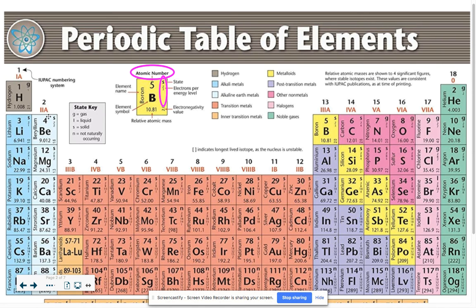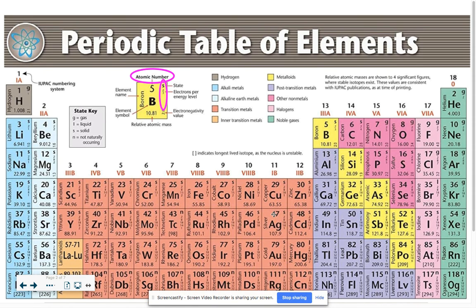which are denoted by the numbers here. 1 and 2 are super reactive, and so is number 17. This middle part right here, this kind of salmon peach color, is what we call the transition metals, and they're generally unreactive, and they don't really act too much. Over here in group 18, we have the noble gases, and the noble gases are really unreactive, hence why they're called noble gases.